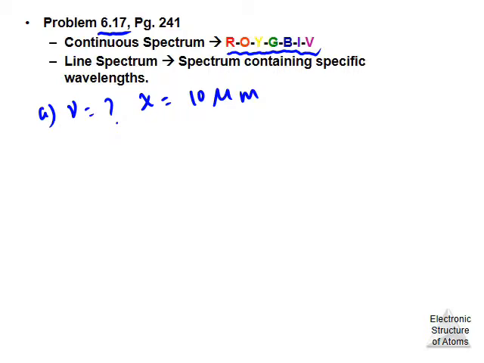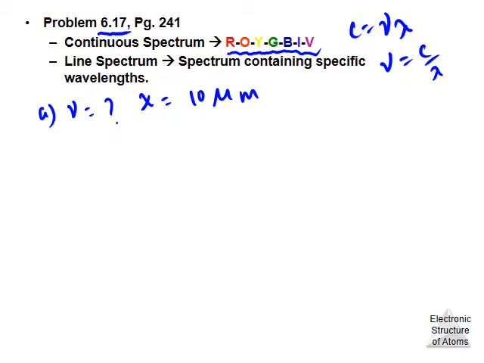So don't forget that the expression we are going to use in solving this problem would be c equals frequency times wavelength. Now before I use it to get the frequency value, I can do the math here. Frequency equals c over lambda, where lambda is the wavelength.